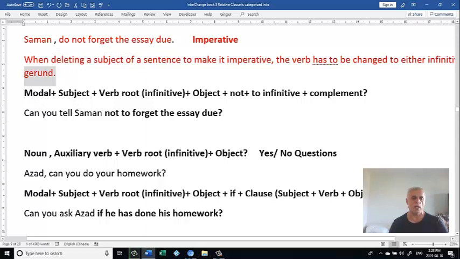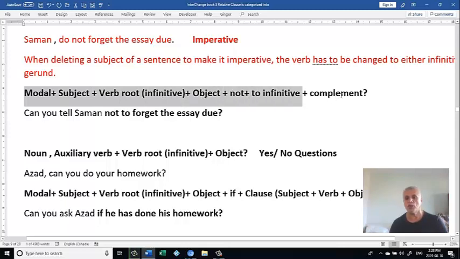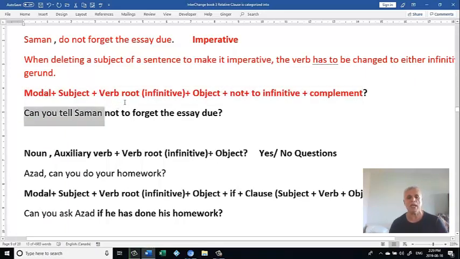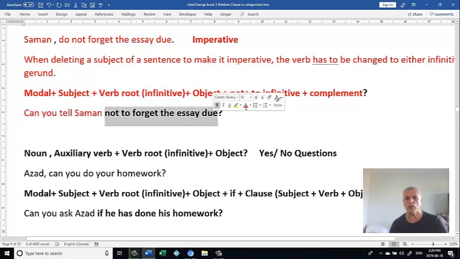For example, modal, subject, verb, or the infinitive, root of the verb, object, not, to infinitive, complement. Let's look at the sentences. Can you tell Saman? Okay, that's the first clause. Then we have that, sometimes but we delete it, not to forget the essay due. Okay, how did we get it here?